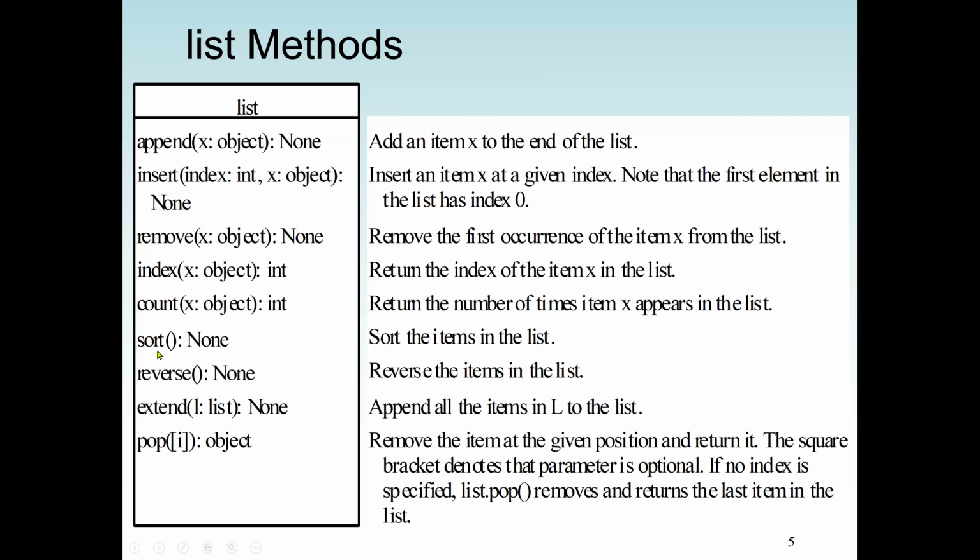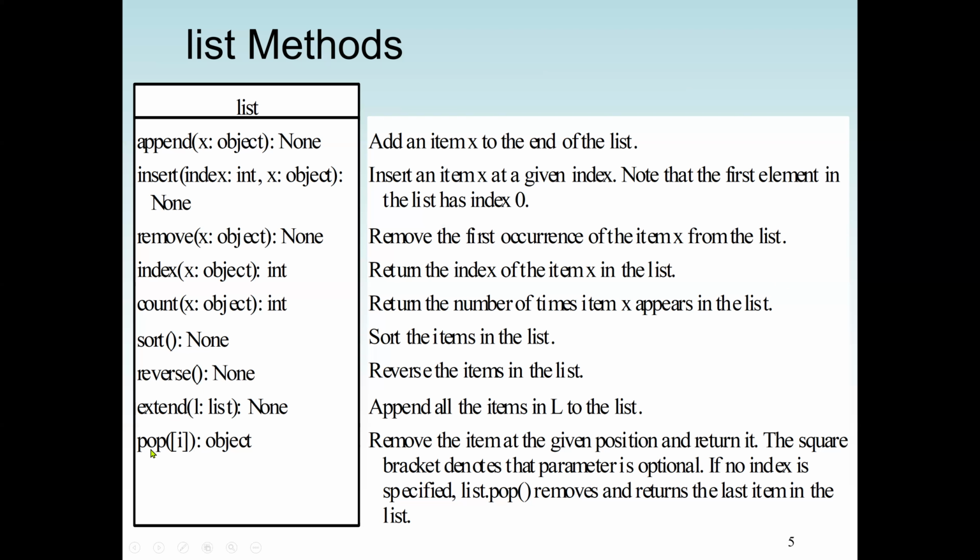We also use the sort method. The sort method will sort all the items in the list. Also, if we want to reverse, we can use the reverse method to reverse the items in the list. Also, if we want to extend the list, this will append all the items in the list L to the list. So for example, if I want to extend twice or three times, depending, it will extend it for us.